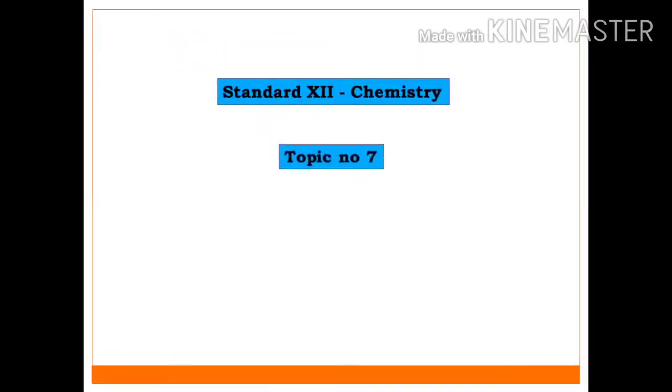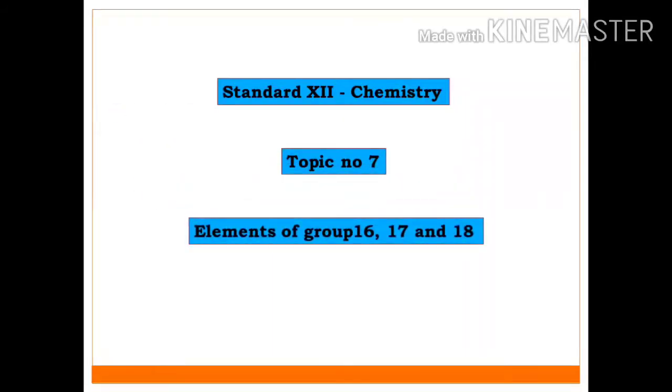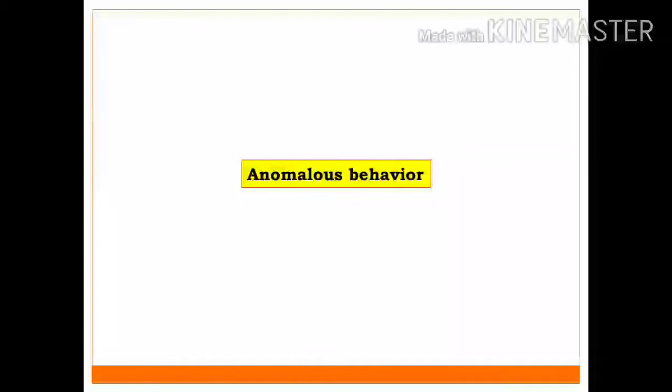Today we will be continuing with our topic number 7, that is elements of group 16, 17 and 18. In today's session, we will be studying about anomalous behavior. This concept we have already studied in your 11th standard in the chapter elements of group 1 and 2. Based on the previous knowledge, let us consider a simple problem.